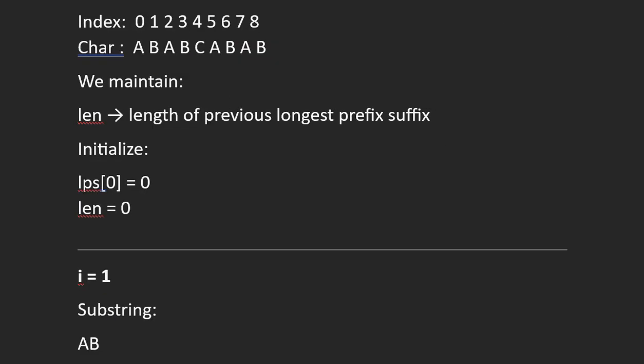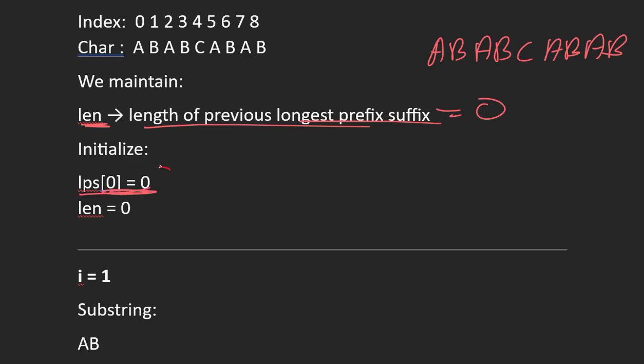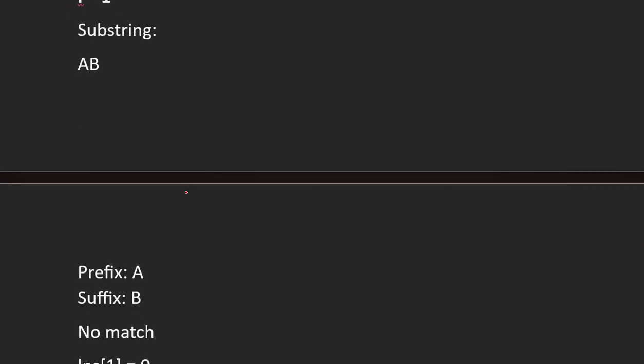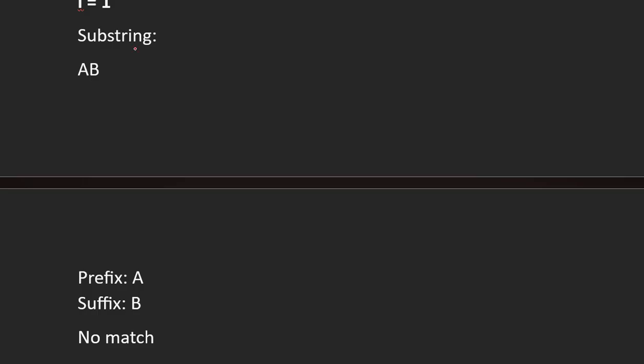Our pattern is a b a b c a b a b, right? So length will store the length of the previous longest prefix suffix, and initially it is equal to 0, and LPS of 0 is 0, as I already told you. Suppose a, there is no proper prefix, there is no proper suffix, so length is 0. Then we go to index i equal to 1. At i equal to 1 our substring is AB, so it has prefix a and suffix b. That means length is equal to 0, i is equal to 1.